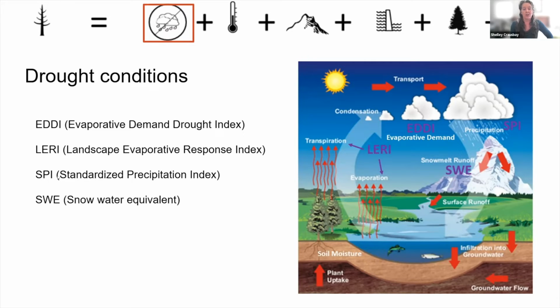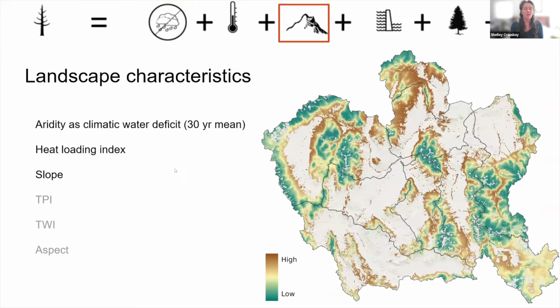We also use the standardized precipitation index to focus on rainfall in particular, and then snow water equivalent, which isn't really a drought index, but we can use it in our data to understand that aspect of potential snow drought conditions. We also considered landscape characteristics.